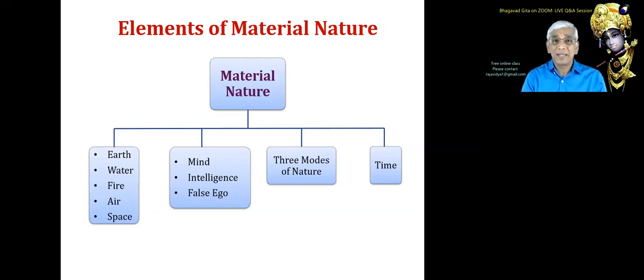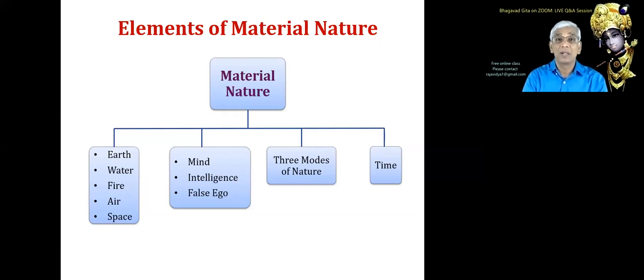We know a lot about them. We know how to exploit that nature. We know at the atomic level, at the electronic level, we understand a lot of things, and scientifically we have progressed so much with that knowledge. But unfortunately, we don't know much about mind, intelligence, and this false ego, this ahankara, and the three modes of material nature, how they are controlling us. All such things we don't know. So we are really very unfortunate.